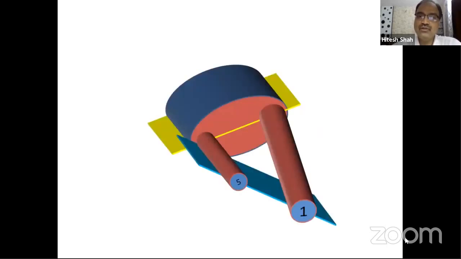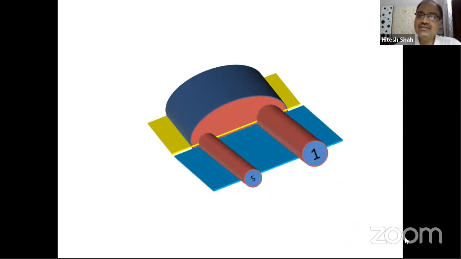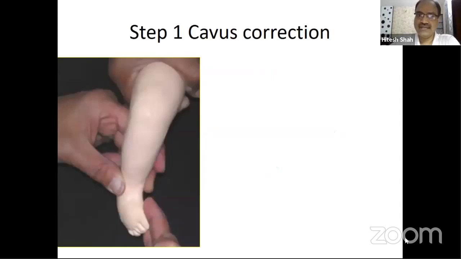If you see the foot model, there is the hindfoot and the forefoot, and when we lift the first metatarsal, the first and fifth metatarsals come in the same plane. That is the simplification of the cavus correction. It is very easily corrected by lifting the first metatarsal. This is the first step in correction of the cavus.